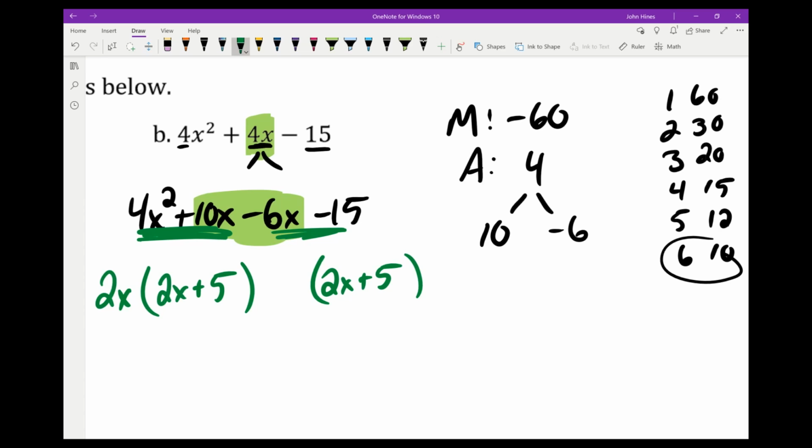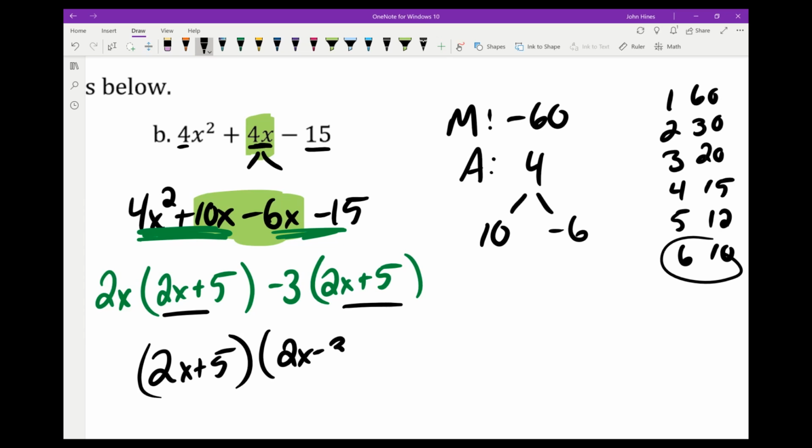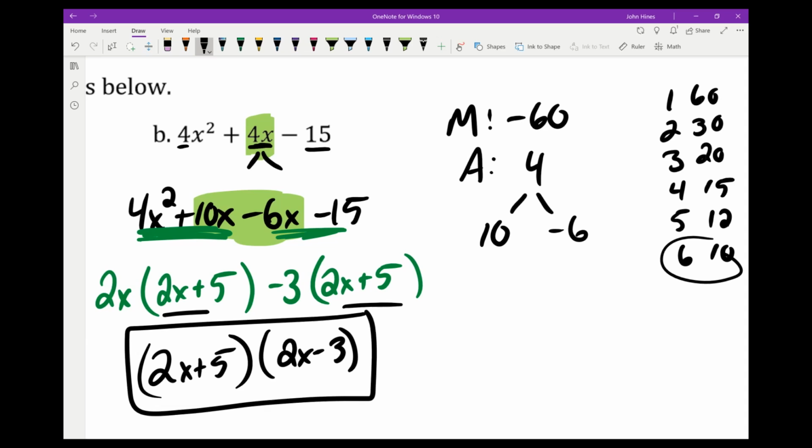So what can I GCF from these terms here? It looks like I'm taking out a negative 3. Good. And now my new GCF is 2x plus 5. And I'm left with 2x minus 3. And that's my final answer.